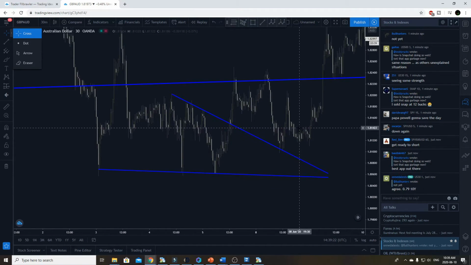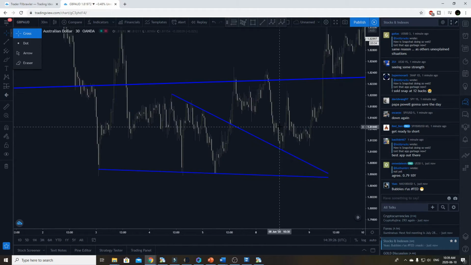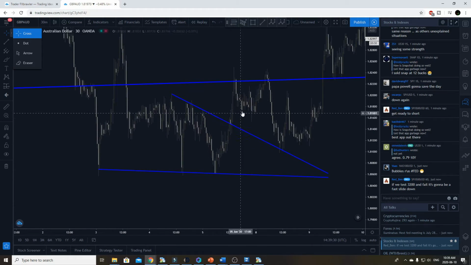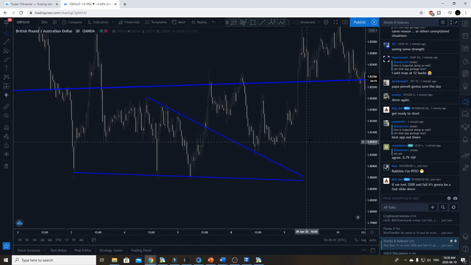So this is my average price right here. That's where I'm long from on average. I got in a bit here, and then I got in a bit later. When it came to bounce and it was starting to react, I bought some more. So I have two positions.